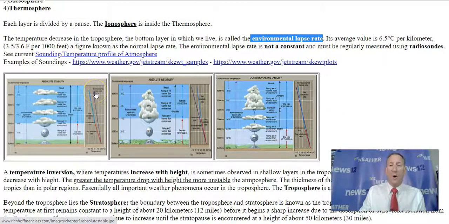Chapter 4 is the hardest chapter in the book. And we're going to talk more about the environmental lapse rate, radiosondes, and what we call soundings here. We're going to be looking at the stability levels when we get into chapter 4. But right now, what you need to know is the environmental lapse rate is not constant, and it is measured by the radiosonde. The average value of the environmental lapse rate is a decrease of 6.5 degrees Celsius per kilometer, or 1,000 meters, in the atmosphere as you go up in the troposphere.